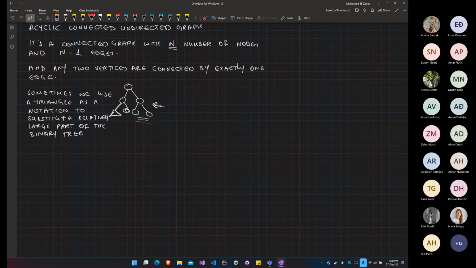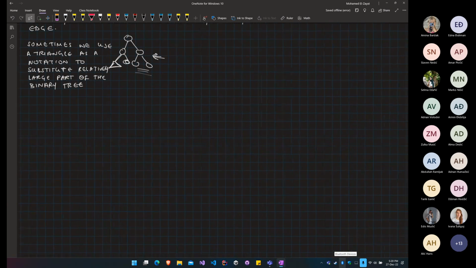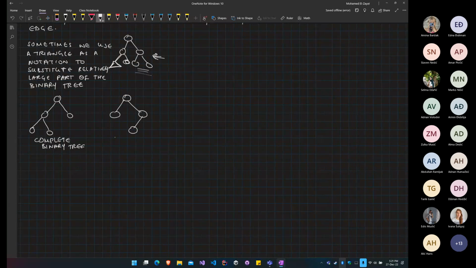We already have talked about this back when we were talking about the heap, if you remember. We talked about the complete binary tree, and not complete binary trees. So, for example, this is a complete binary tree. This is not a complete binary tree, if you remember. So, not complete.